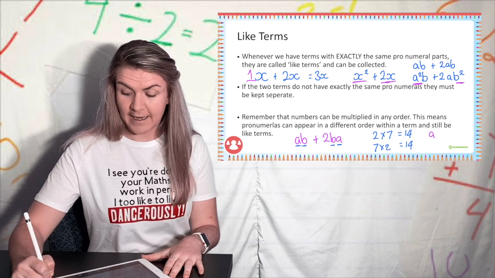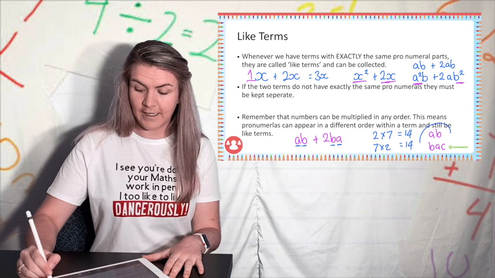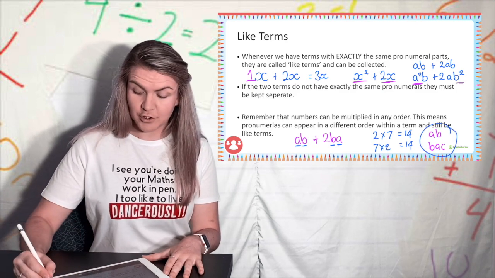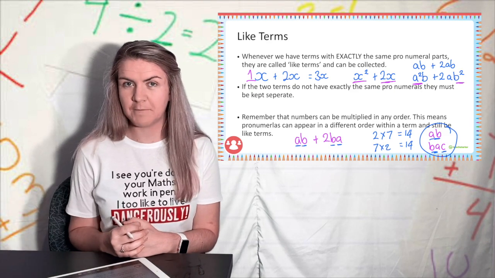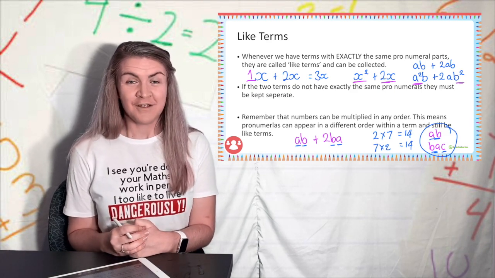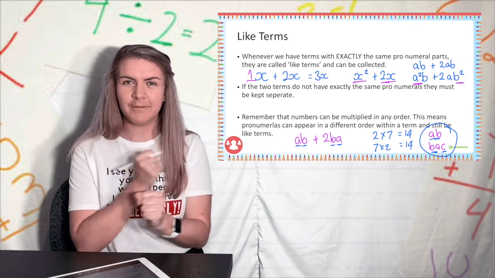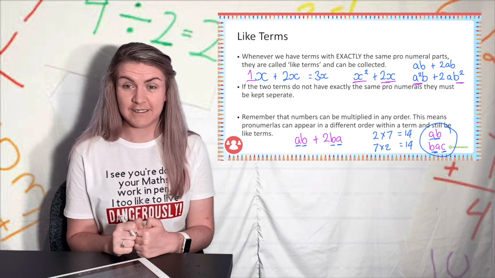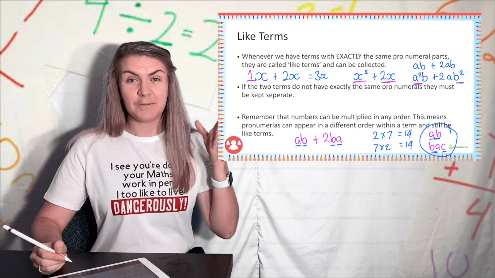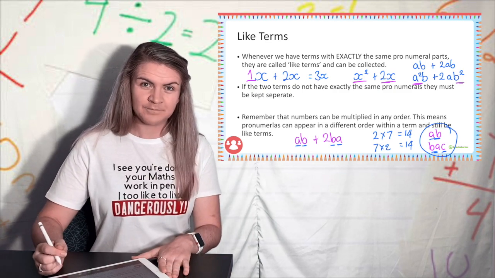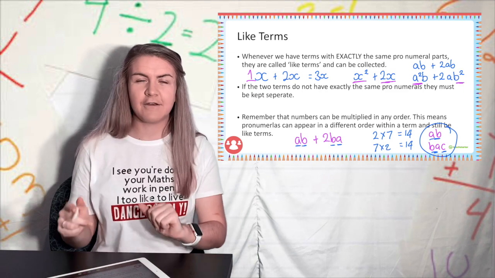So I can't do AB and BAC. These are not like terms because even though I've got two of the letters the same in the wrong order, I've suddenly got a C in the second one. So I can't do that. So if our letters are exactly the same or in a little bit of a different order, then we can add them together. Now this is also the reason why I've told you many times to put your letters in alphabetical order. This just makes it easier because if you're writing them in alphabetical order, you can easily see if the letters are the same.